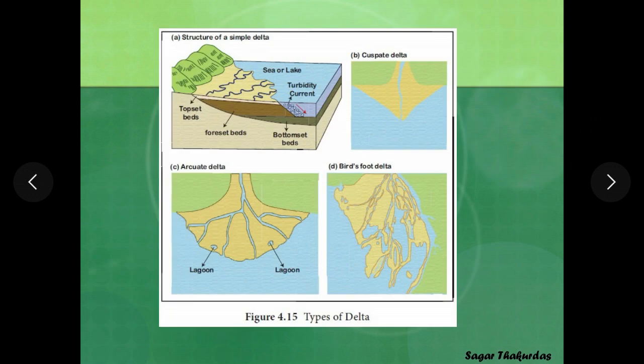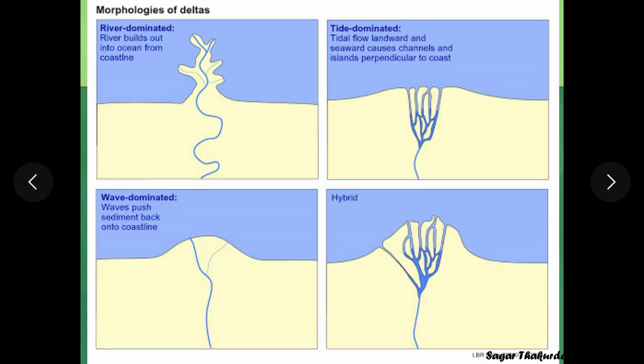Now here in this block diagram, you can see different types of deltas. This is the cross section, and this is arcuate shaped wave dominated delta. This is bird foot type of delta, and this is cuspate shaped delta. So these are similar. Cuspate shaped delta is also wave dominated delta. Again, you can see the different morphologies of deltas that we have seen.